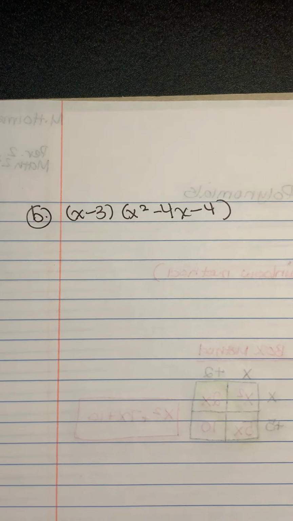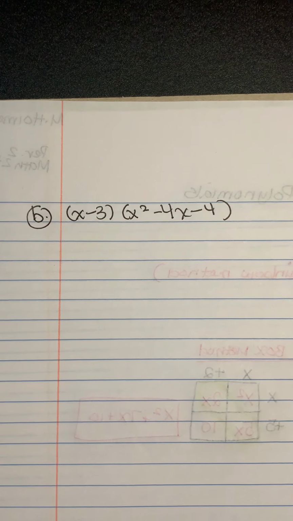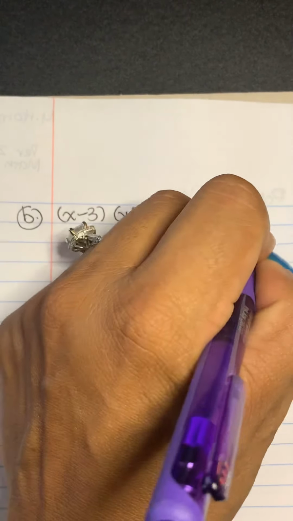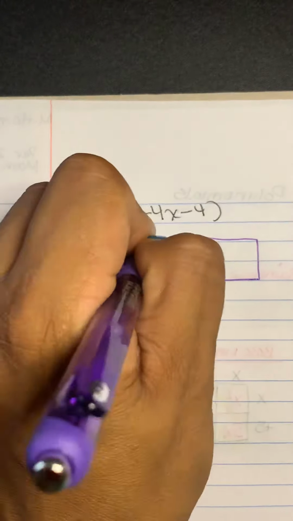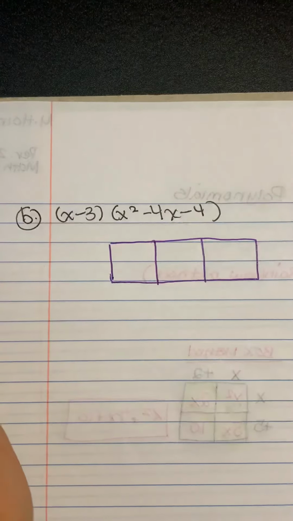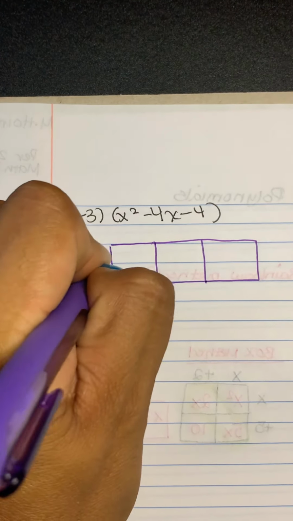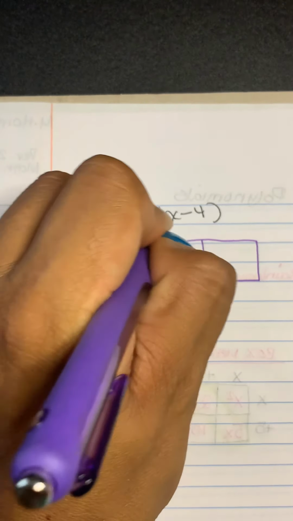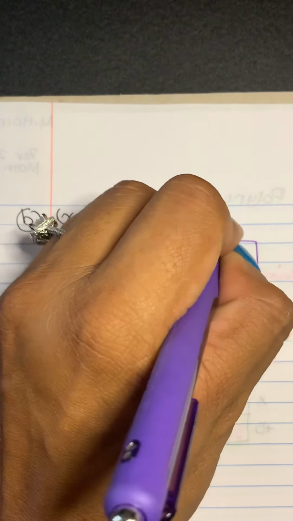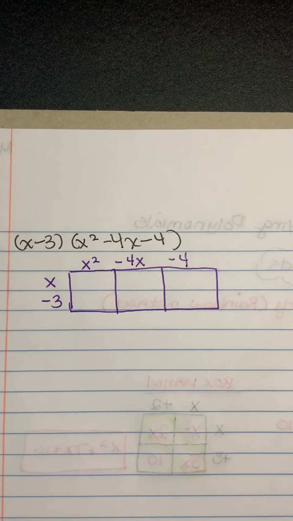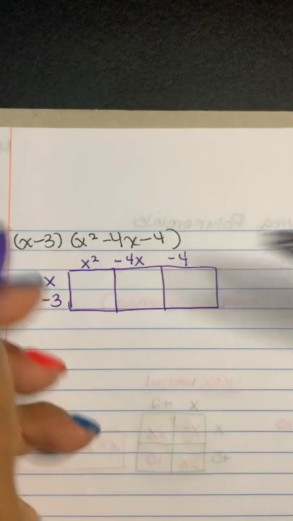Again, I'm still using the box method. Make sure I have enough space. Please make sure your box is not teeny tiny. X minus 3. Here we have x squared minus 4x minus 4. Okay, this is going to be our last problem for 2.2. All right, we're going to multiply these.